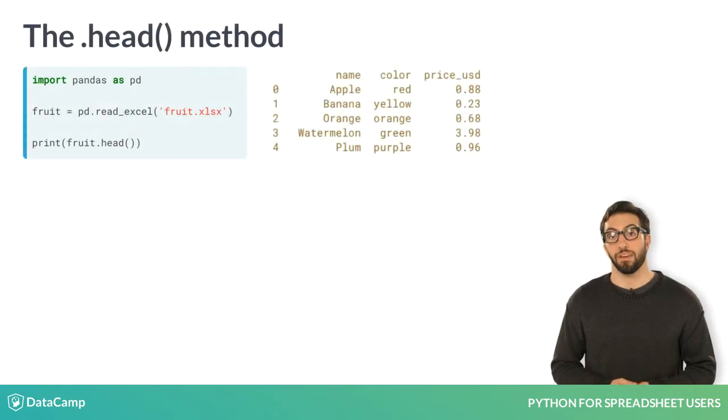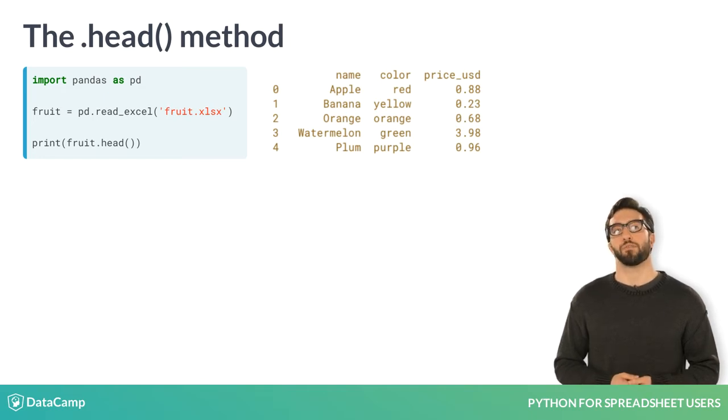The .head method allows us to look at the first few rows of our data frame. It's very useful for when you have hundreds or thousands of rows of data, but only want to look at the first few. By default, this method will display the first 5 rows of our data frame.